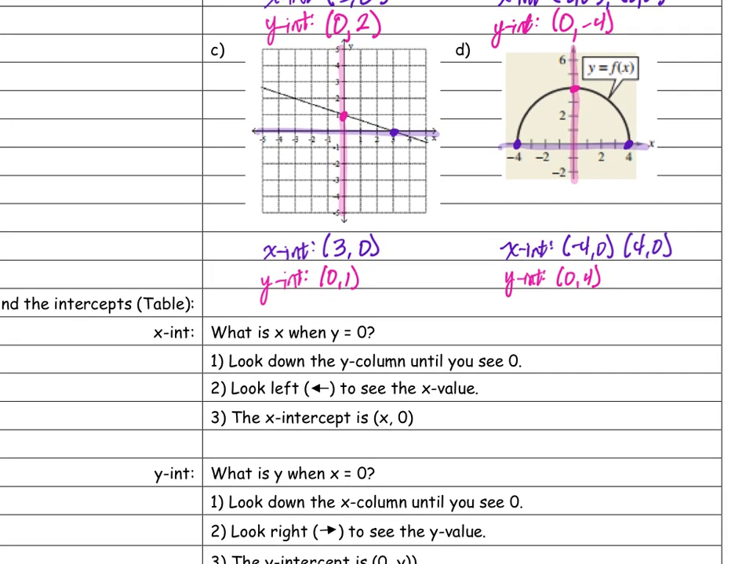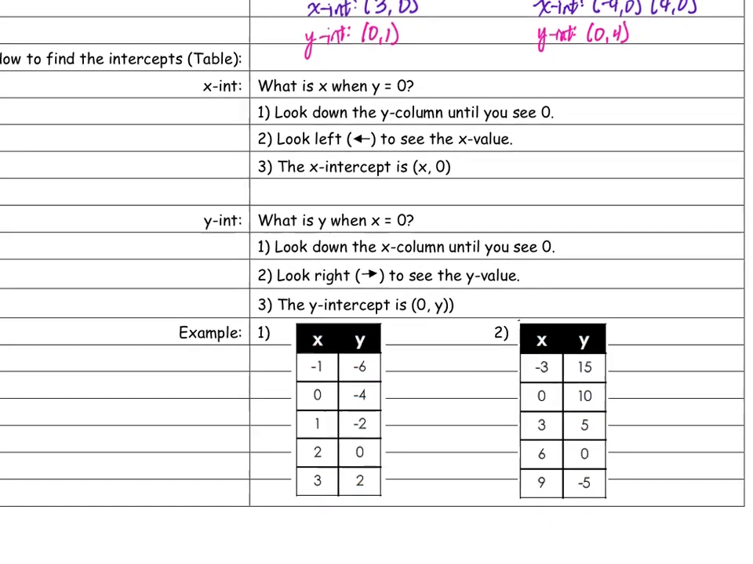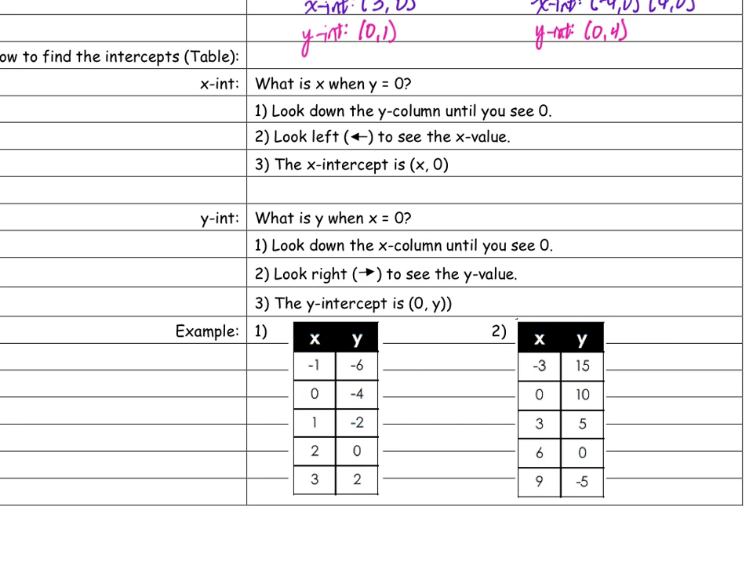Okay. So the next thing we're going to talk about is how to find intercepts if I have a table. So now we're going to switch from graphs to tables. We did graphs first because they're the easiest to visually see. You can see where it crosses the axis. The other ones aren't hard either, but they're just a little harder to find, I guess. Okay. So we're going to talk about how to find the intercepts from tables.